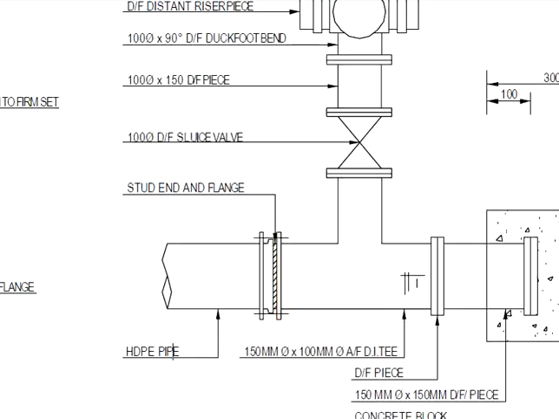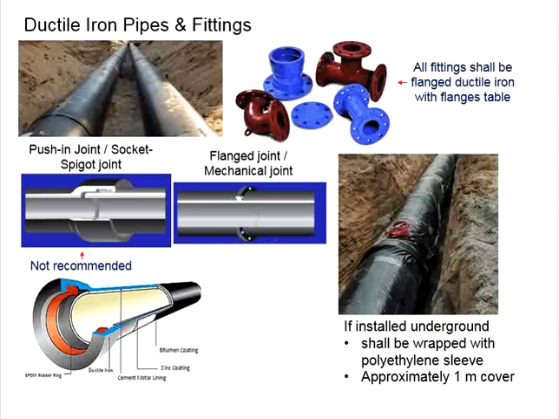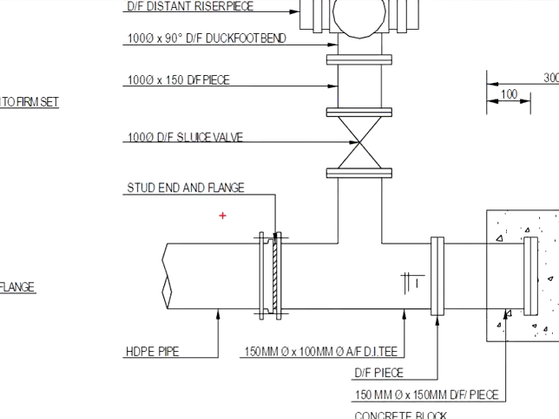If you see the detailing here, this is HDPE pipe and this is DI T-joint. DI T-joint looks something like this. This shows how the joint is being connected. The details of the pipes are also given. You know that this is 150 mm diameter. The details of the T-joint are also given. It is 150 mm diameter times 100 mm diameter.